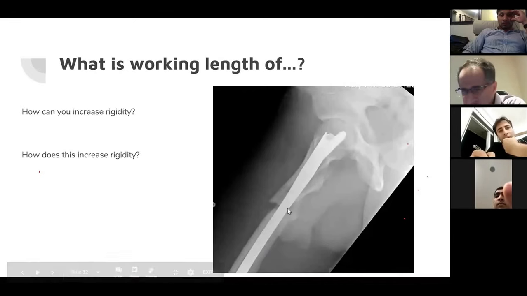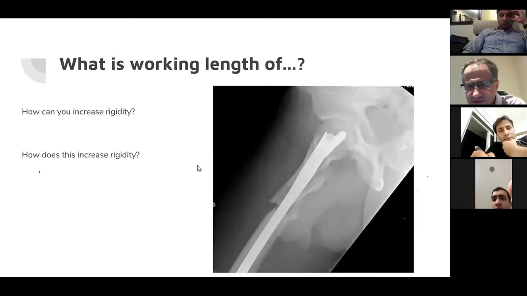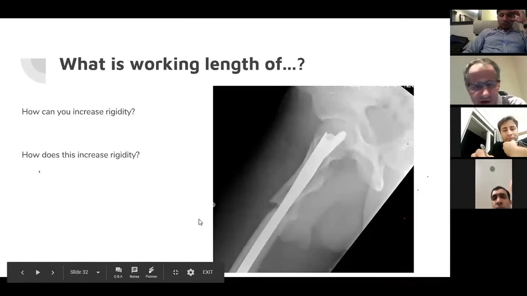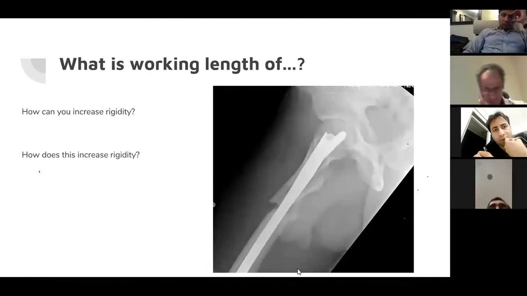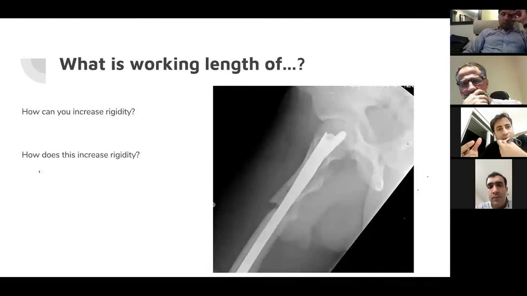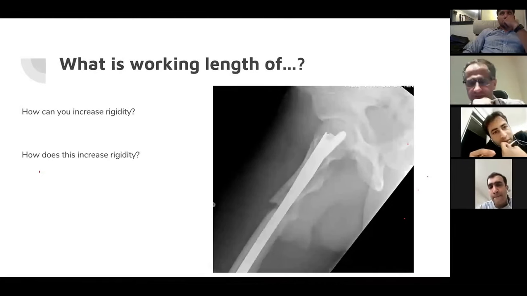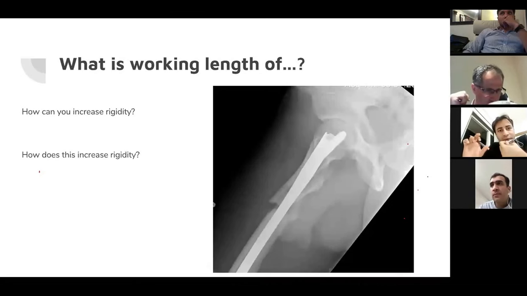I purposely put this on because I know this is a concept that sometimes we miss in our discussion of these questions. So if that's the working length from here to here, what can I do to increase the rigidity of this construct? We've already used a good thickness nail. No, we haven't, but we can use a thicker nail. What else? Why does that increase rigidity? It will decrease the working length.